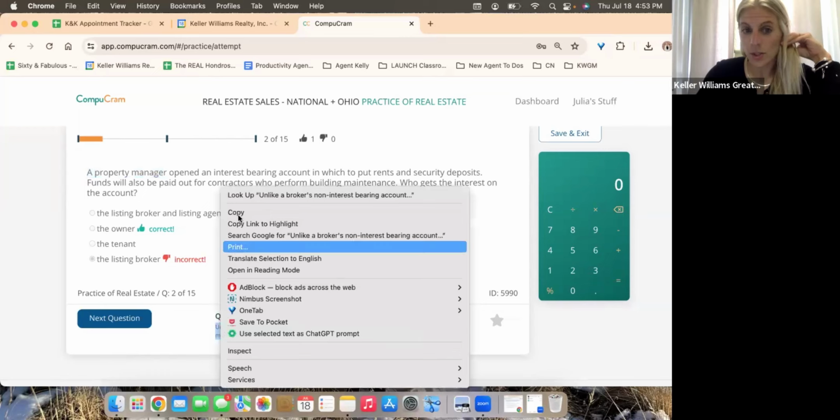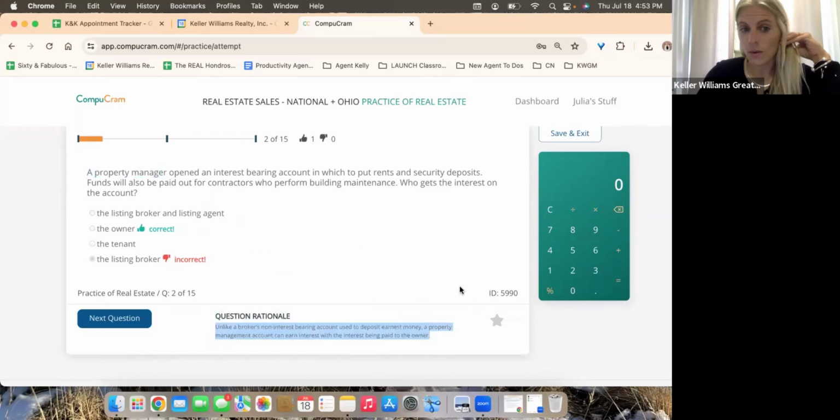Yeah, that was tricky. So to know for the test, brokers have non-interest bearing accounts, whereas if a property manager did, the interest would be paid to the owner.